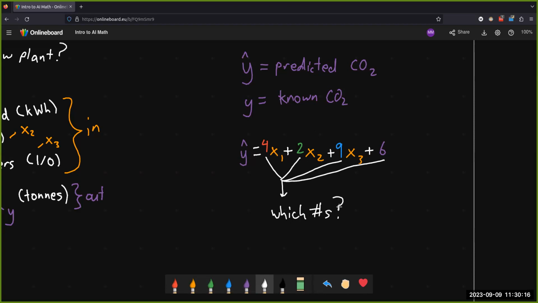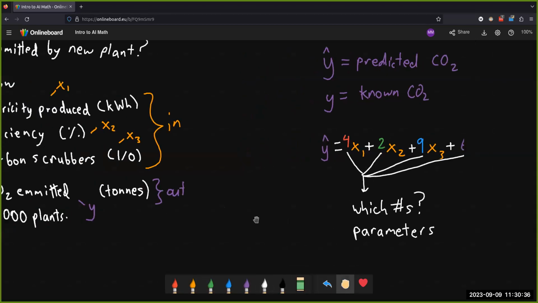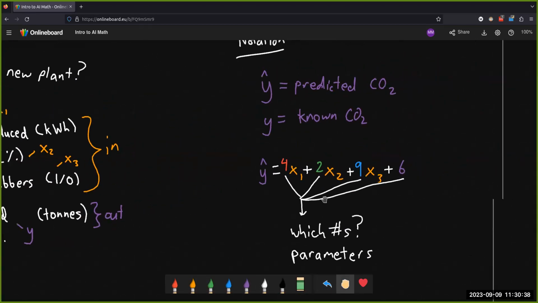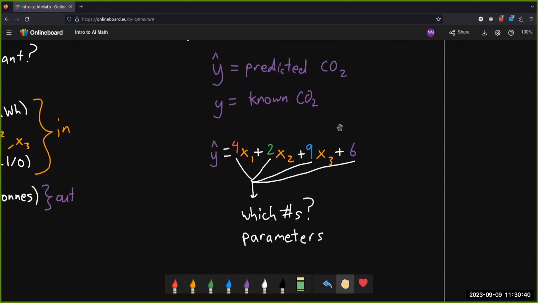So these things, these numbers, these are called parameters. Just like the French word paramètre, which means settings. These are just settings of the AI algorithm. It has to adjust these settings, adjust these dials and knobs to figure out how best to achieve the goal that we gave it, which is to predict the CO2 emitted by these power plants.